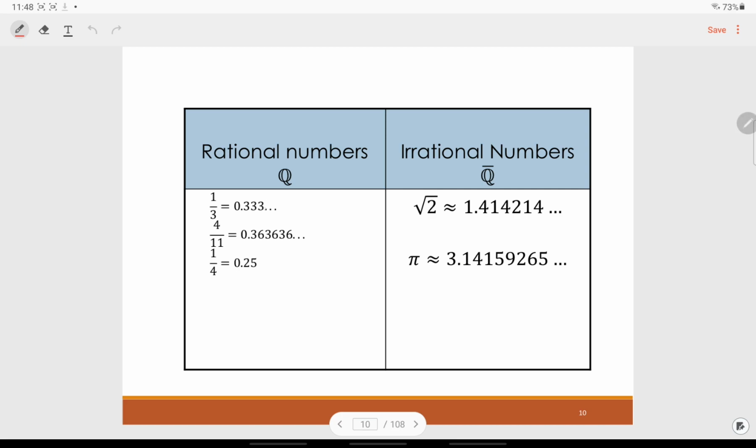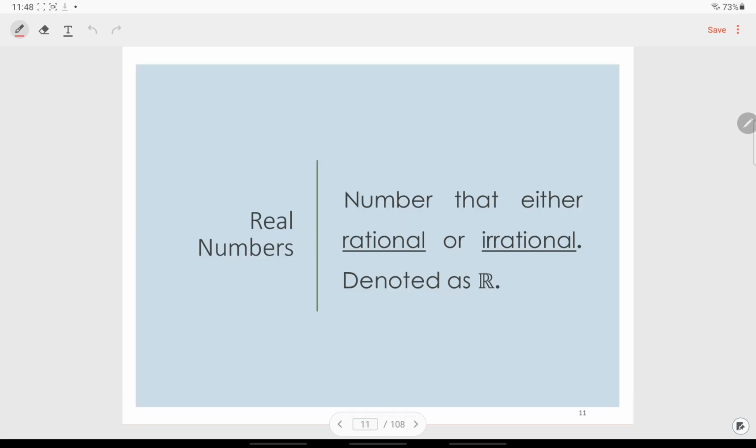Alright, so we have examples of rational numbers and irrational numbers. As you can see here, all these decimal numbers can be represented in fraction form, so that is why these numbers are categorized as rational numbers. On the other side, we have these numbers which are decimal numbers without any repeating pattern, and also not terminating. So these numbers are categorized as irrational numbers. The combination of rational and irrational numbers forms another, larger set, which we call real numbers.